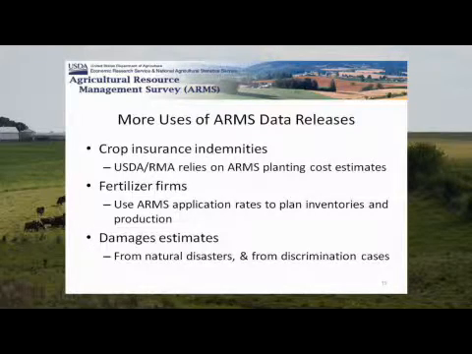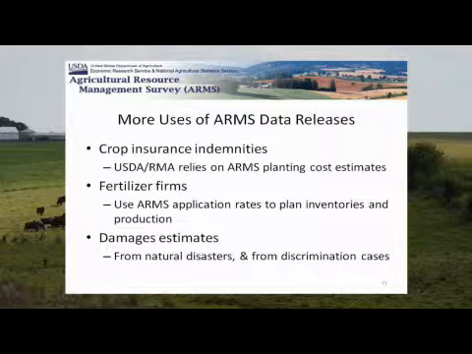Finally, there are a variety of uses of the data as we release it immediately through our financial accounts. For example, the Risk Management Agency of USDA uses ARMS data, particularly estimates of planting costs, to help it design crop insurance contracts and to design how we're going to set up indemnities through those contracts. For another example, fertilizer firms use estimates of fertilizer application rates directly taken from ARMS to plan demand for fertilizer in the future and therefore to plan production and inventories in order to meet that demand.